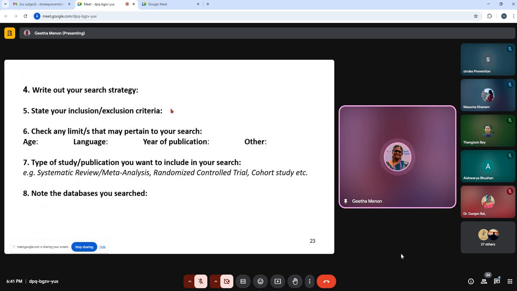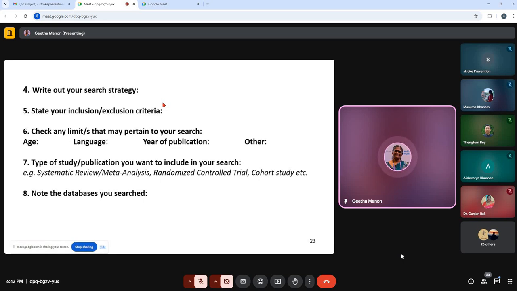the inclusion exclusion criteria: what type of studies are we interested in, are we looking at randomized control trials? If randomized control trials, whether we are looking for specific health condition people or a specific age group, or are we only looking at the pediatric age group, or are we focusing on the geriatric population. So all that will come in the inclusion exclusion criteria. And then we also have to limit our search.